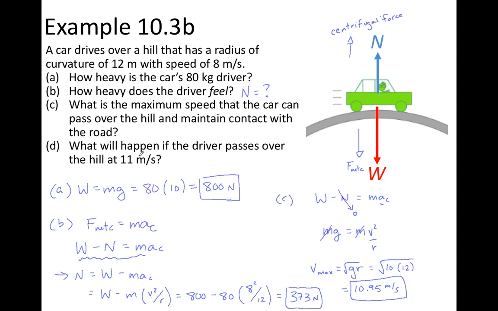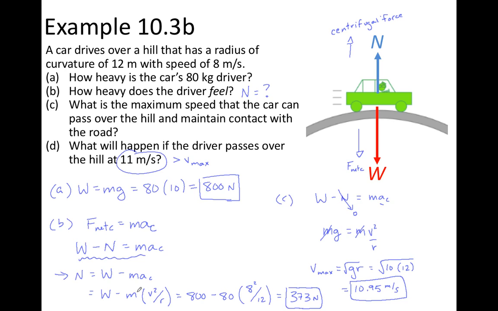Now, in part D, what's going to happen if the driver passes over the hill at 11 meters per second? Well, 11 meters per second is greater than that maximum speed that we just worked out. And if the maximum speed for maintaining circular motion is exceeded, well, then we won't have circular motion anymore. In that case, we're going to have some other kind of motion.